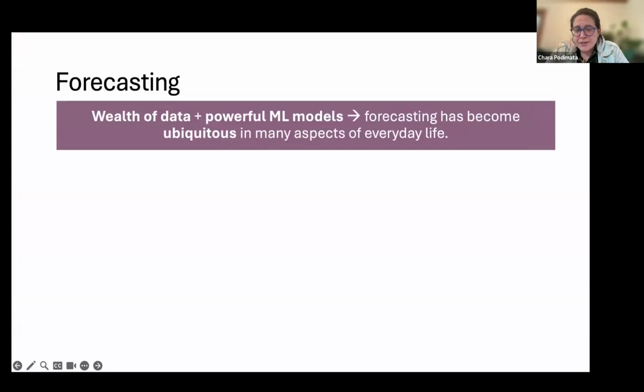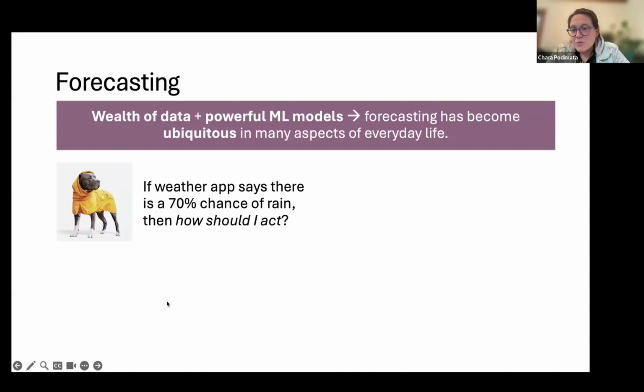So, why forecasting? Currently we have a wealth of data available and extremely powerful ML models. So it's no wonder that forecasting, identifying predictions about events, has become ubiquitous in many aspects of life. And just to give you two very different examples of where forecasting can be useful, on the one hand, you may want to answer: if the weather app says that there's a 70% chance of rain, then how exactly should I act? What does this forecast tell me?